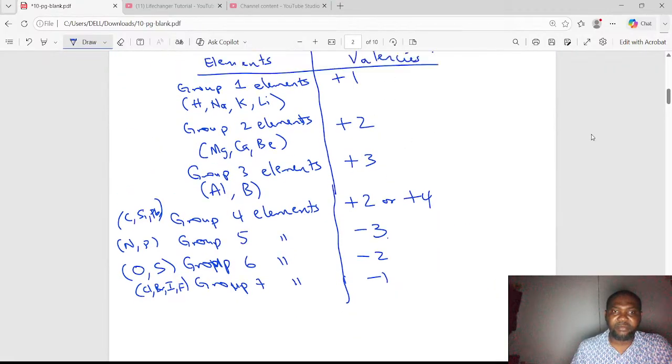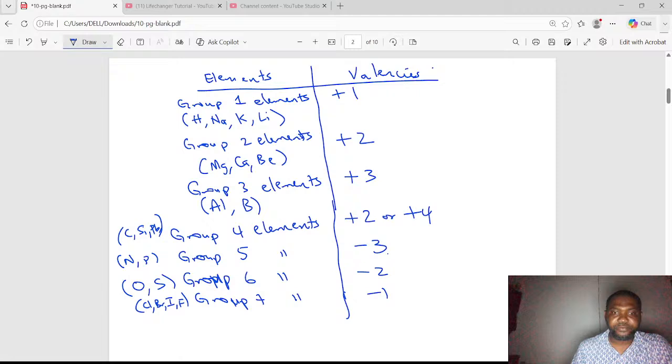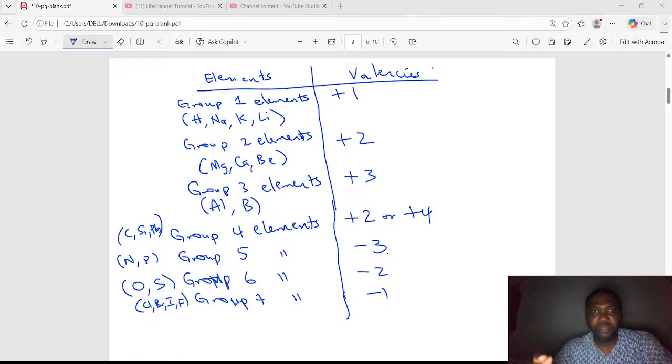Let me reduce my board so that you guys can see it at once. So these are valencies of elements, and you should take them very seriously. Now some of you may want to ask the question, why is it that some valencies are positive and why some are negative? That is a very important question.